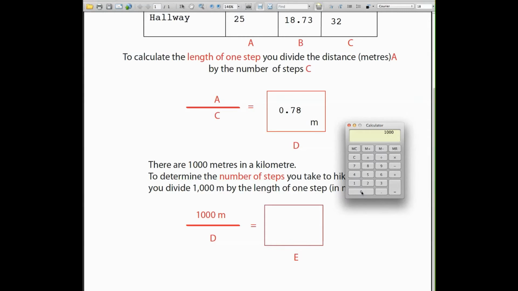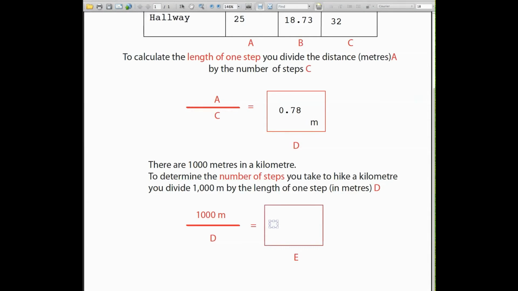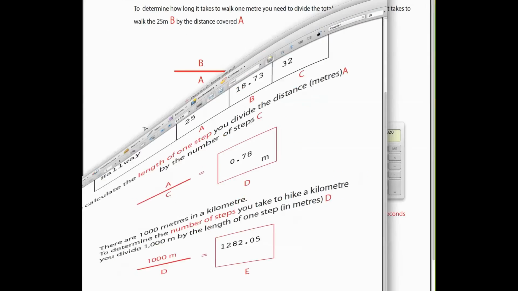Put down 1,000 meters, 1,000, divided by 0.78. I'm going to get 1282.05. Okay, I'm going to put that down in here. 1282.05. And that's going to be in meters. And we'll use that E later. Now, let's go to the next page because we've got more stuff to do. Just minimize that.